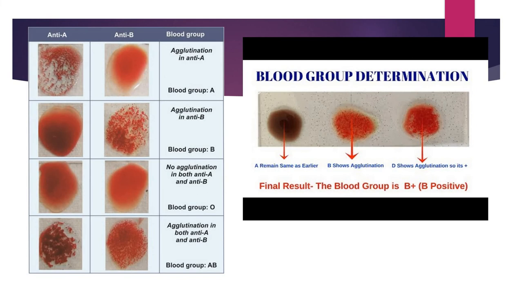Just go through the blood group analysis. If you get agglutination with antibody A, the blood group will be A. And if you get agglutination with antibody B, blood group will be B. If there is no agglutination, then blood group will be O. And if agglutination occurs in both of them, blood group will be AB. If you get agglutination on adding D antibody, that is Rh antibody, your blood group will be Rh positive.